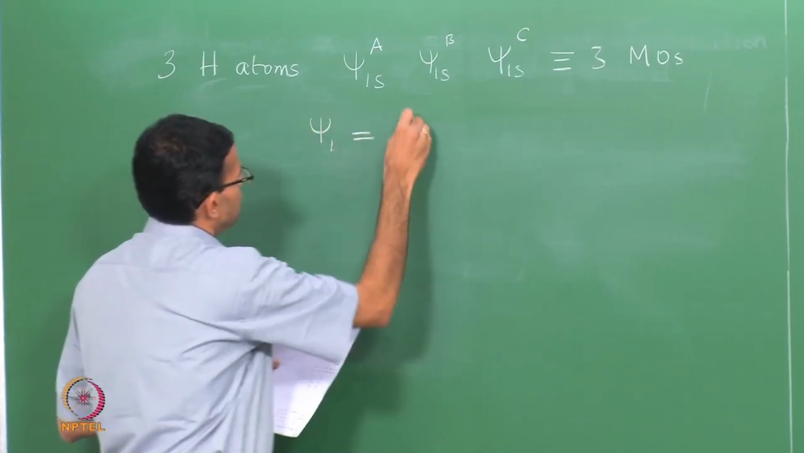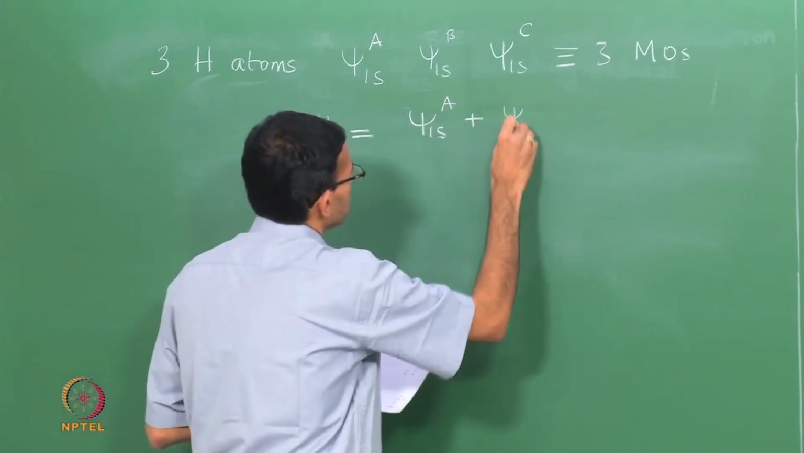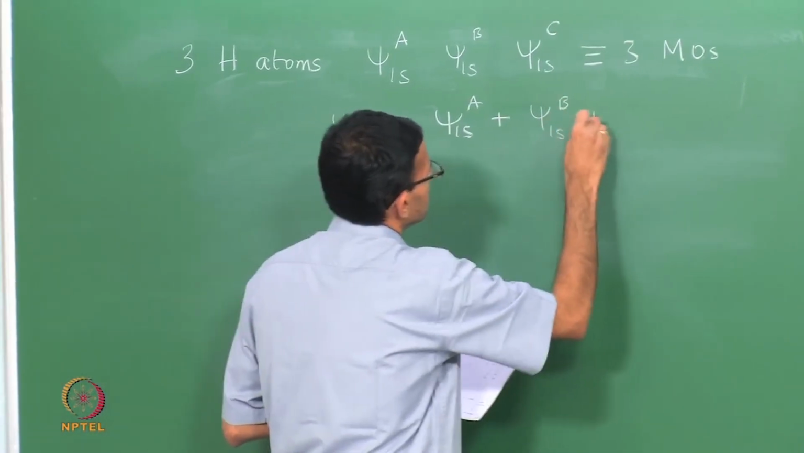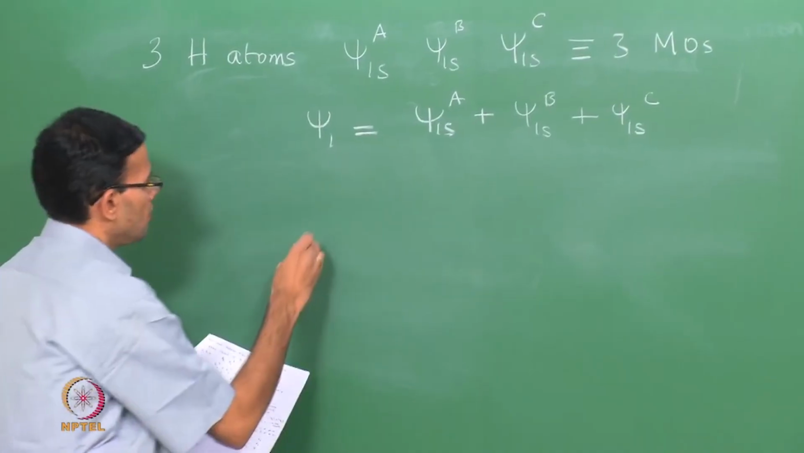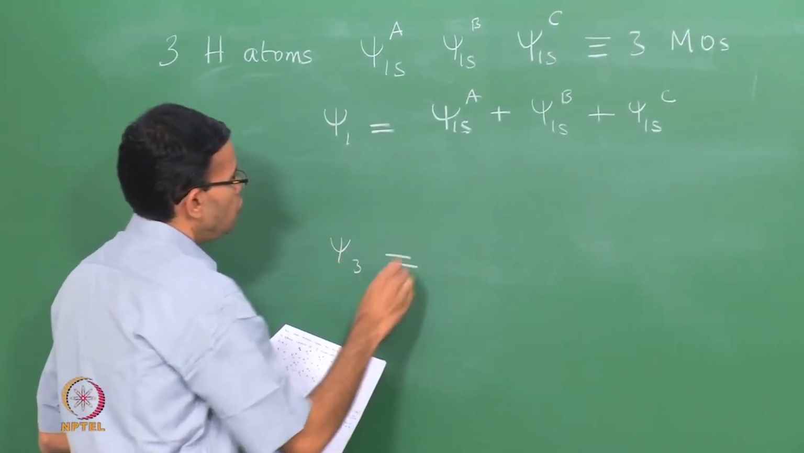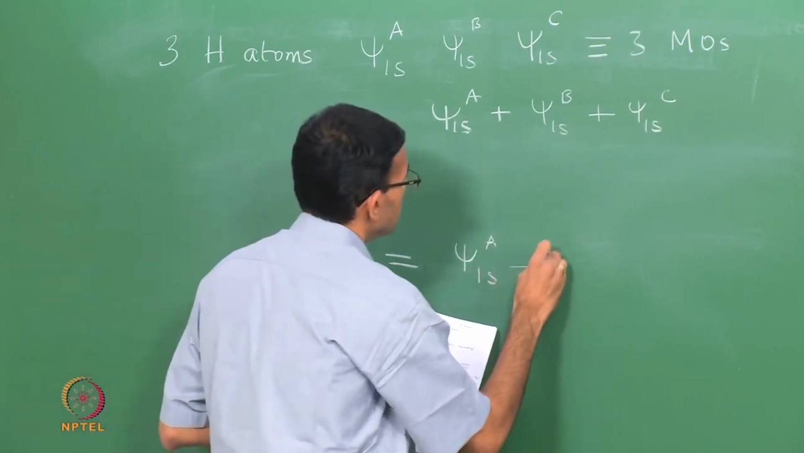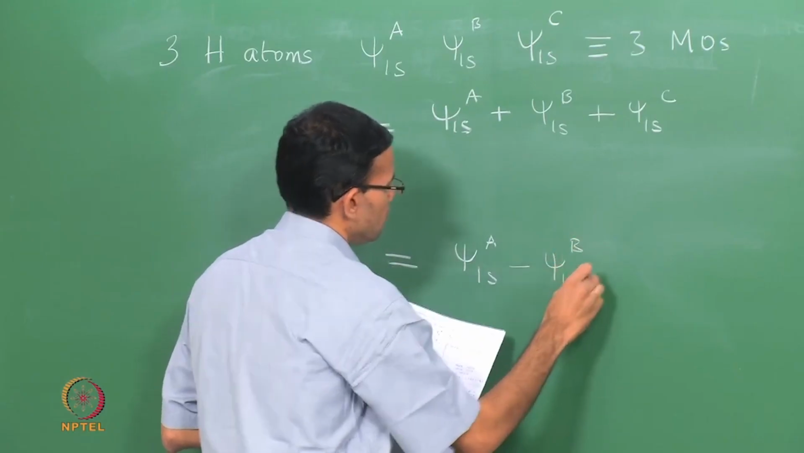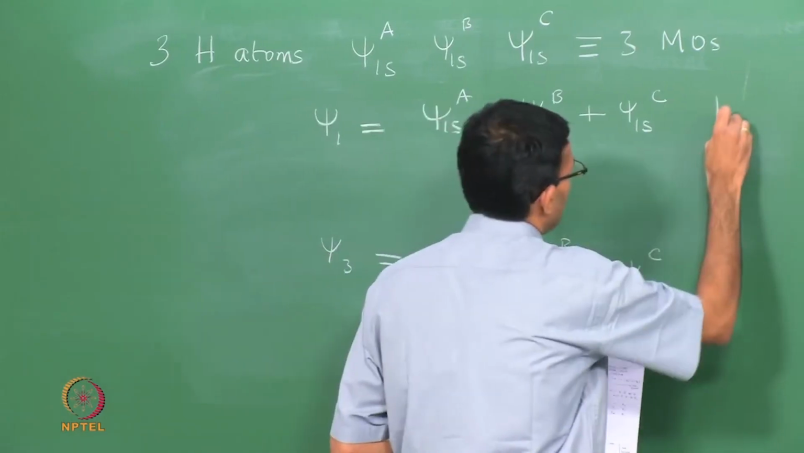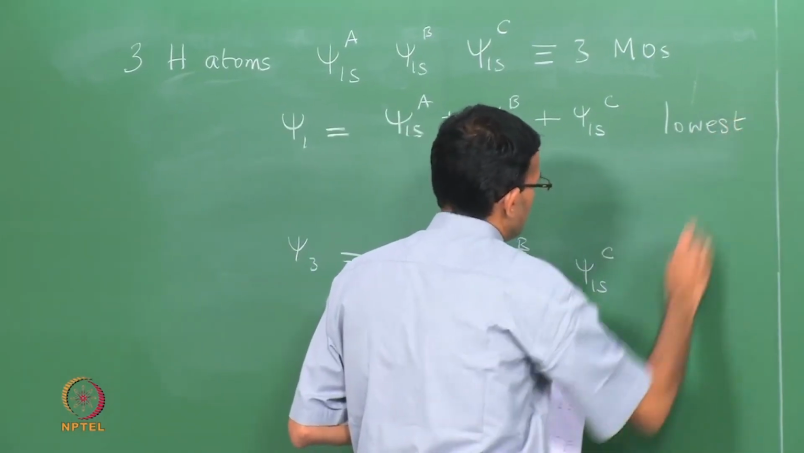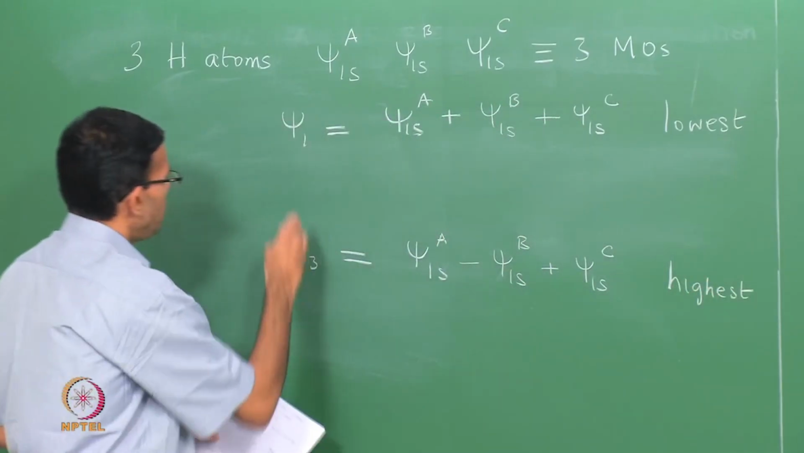The first one is to just add all 3. This is the lowest energy. You can also do one subtraction. This is the lowest energy, this has the highest energy, and then you have one more in between them.